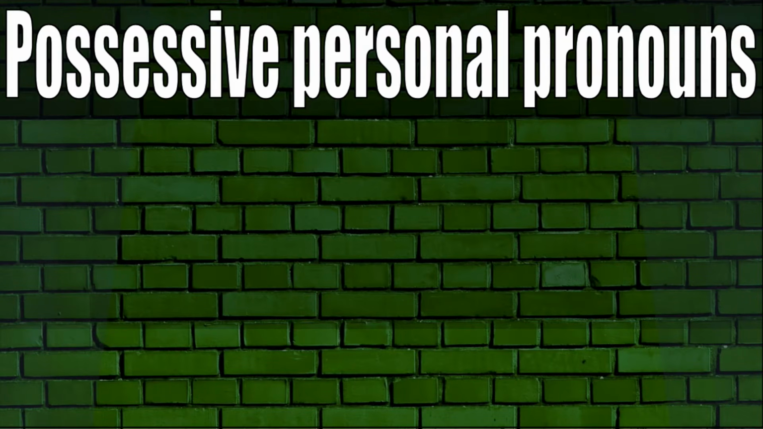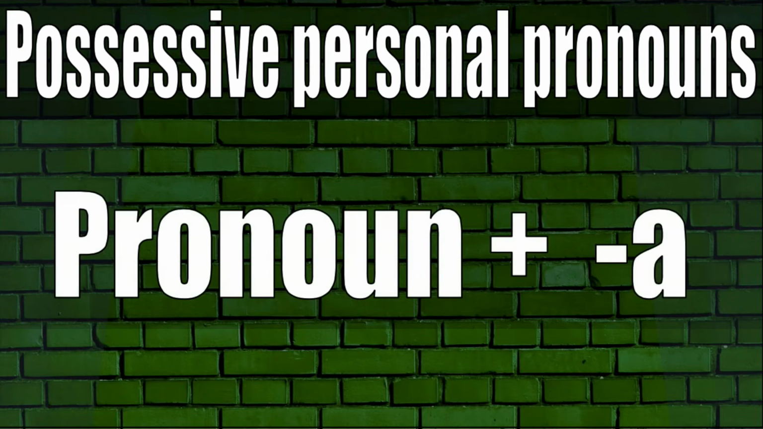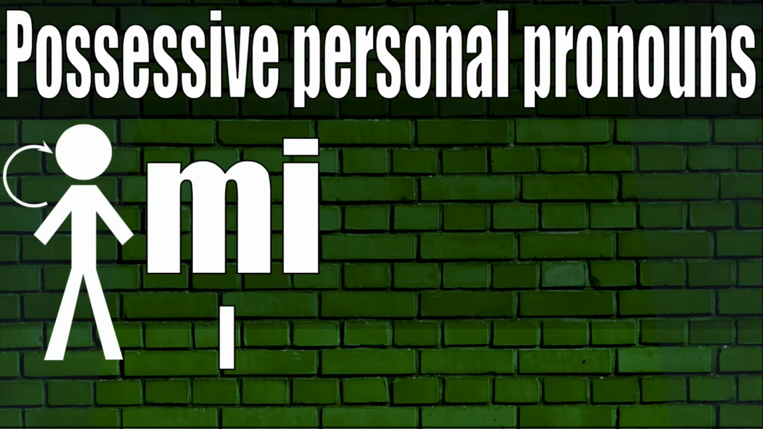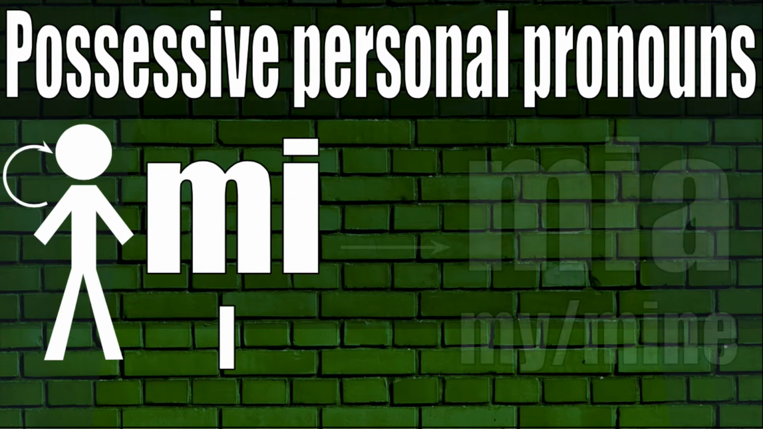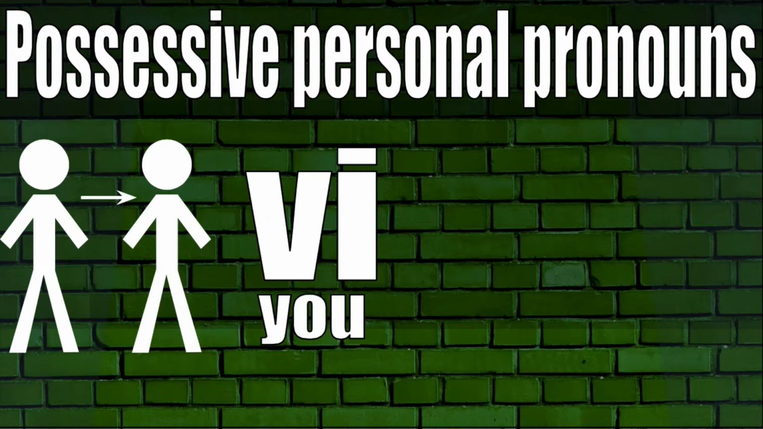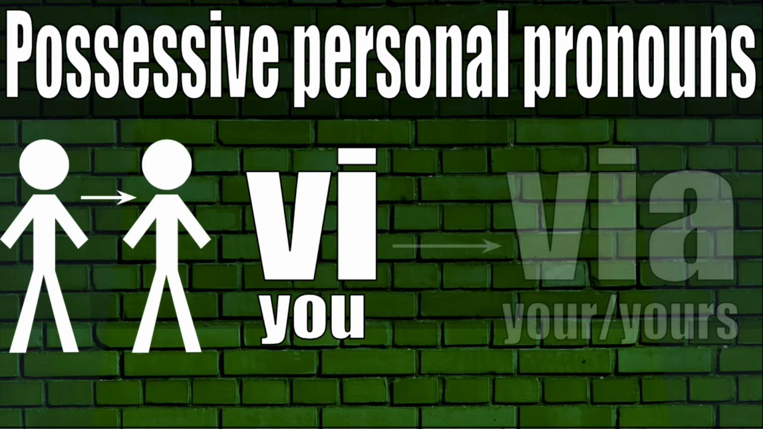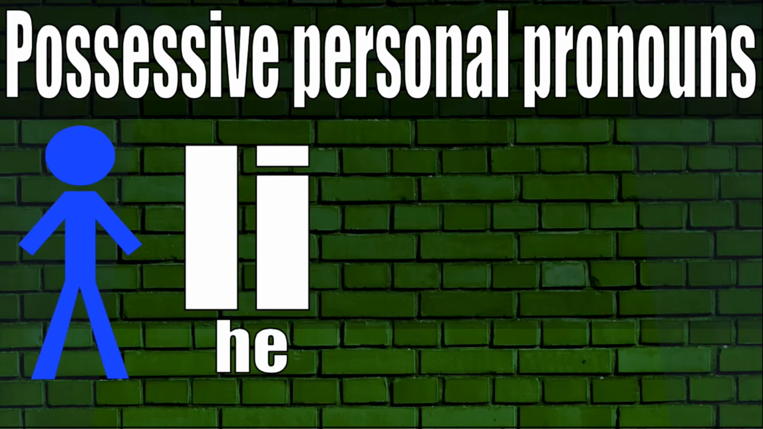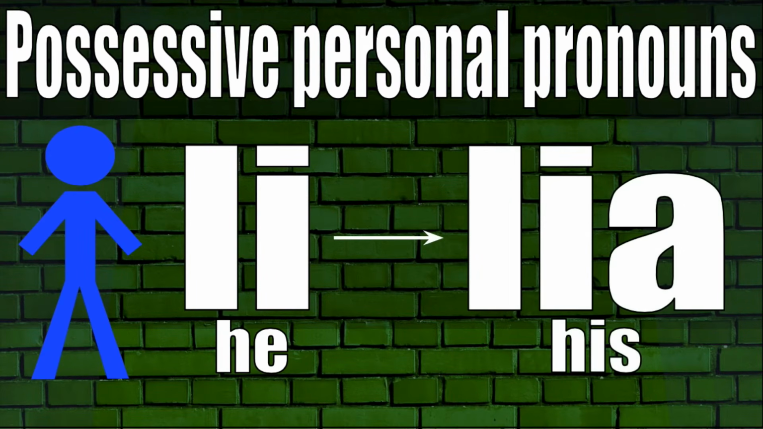To make a possessive personal pronoun in Esperanto, all you have to do is add the letter a to a personal pronoun. So mi means I, but when you add the letter a, this becomes mia, which is my or mine. Vi means you, but if you say via, that means your or yours. Li means he, but when you add a, this becomes lia, his.